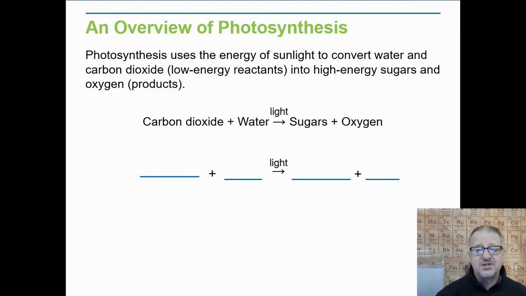Photosynthesis usually produces 6 carbon sugars, by which I mean sugars that have 6 carbons. Usually we see that as C6H12O6. It looks like this when we write it as a formula. That's the chemical formula of sugar, C6H12O6. That means it has 6 carbons, as I said. It also has 12 hydrogens and 6 oxygens.